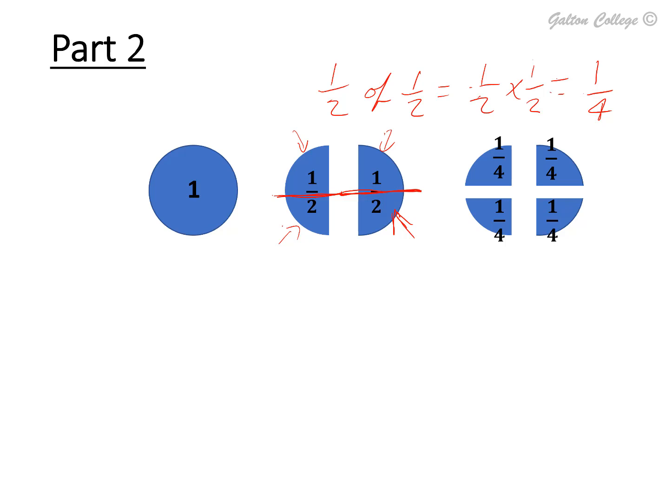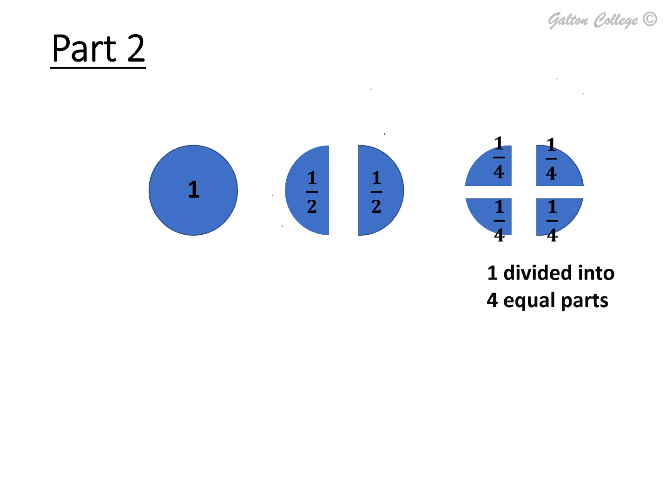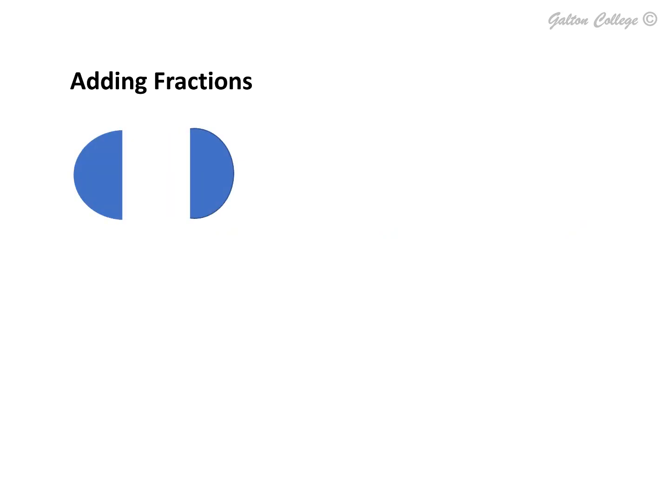So let's just play with that for a moment. Let's just get rid of our scribblings again. Keep things tidy. 1 divided into 4 equal parts. Now, we're going to add fractions. We're going to add a half plus a half. And this is not rocket science, but it is very important because we can come on to bigger fractions where it's not so simple, and we need to have the principles established.